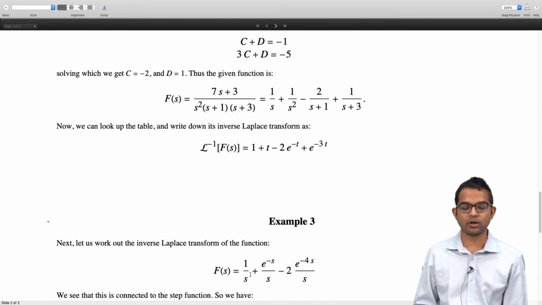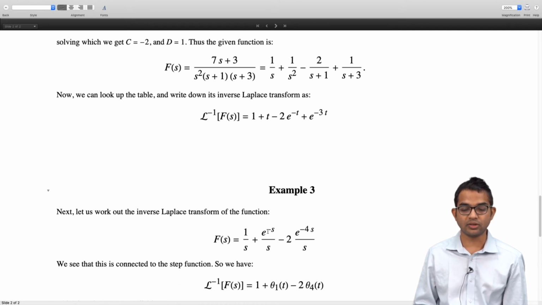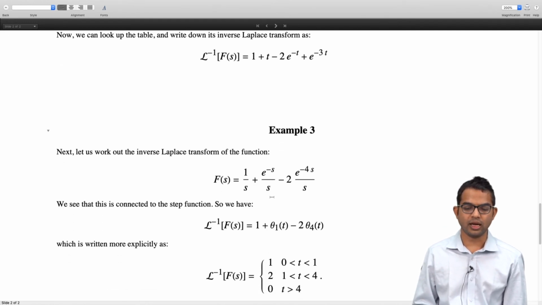So now suppose we want to work out the inverse Laplace transform of 1 over s plus e to the minus s over s minus 2 times e to the minus 4s over s. So now we see that this is connected to the Heaviside step function, right? So 1 over s of course will just be 1, but e to the minus s over s, the inverse Laplace transform is theta 1 of t, and minus 2 times inverse Laplace transform e to the minus 4s over s is just minus 2 times theta 4 of t. Done. That's the answer.